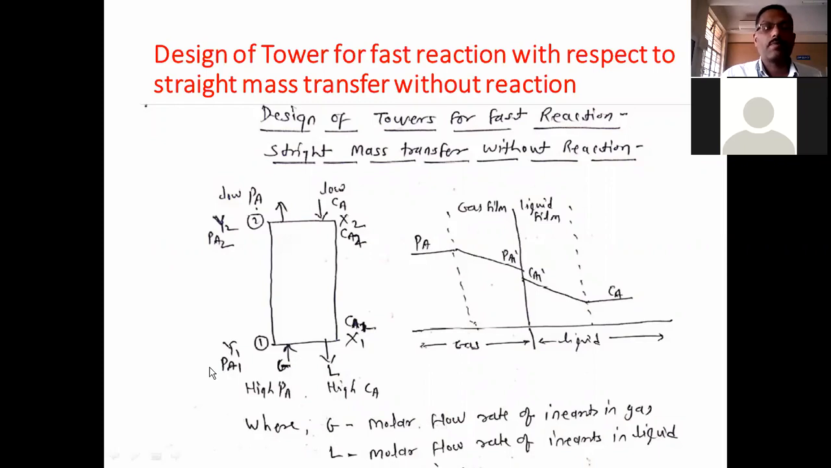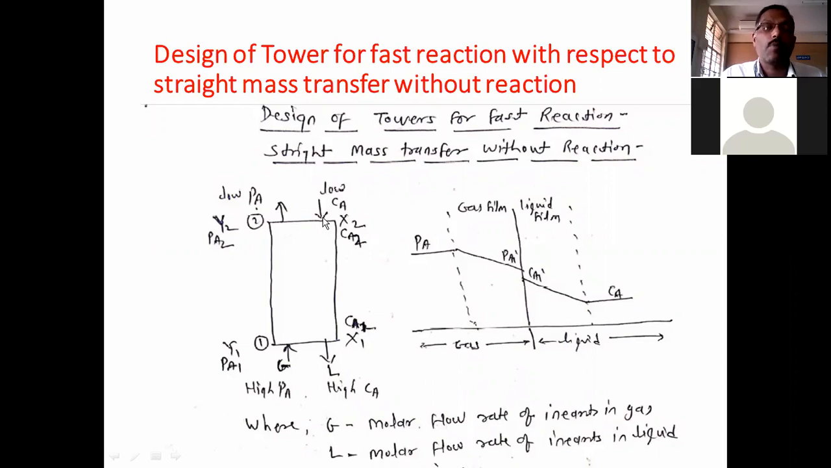Gas is passed from the bottom and leaves at the top. The high concentration of A means solute is present, that is, a high partial pressure of A at the bottom and a low partial pressure at the top, because the solute is dissolved in the liquid coming in contact with it in the tower.